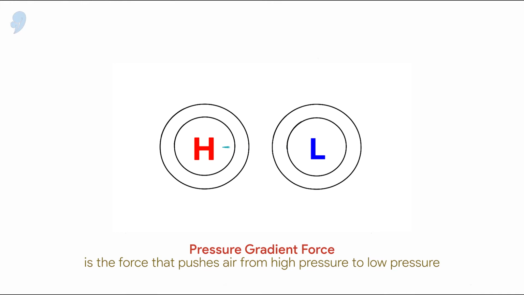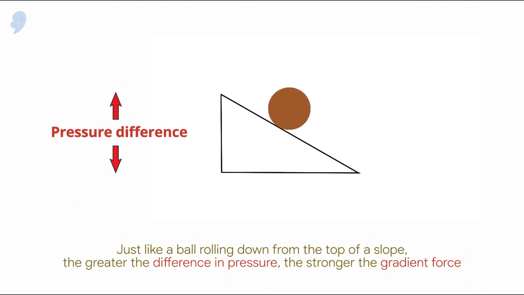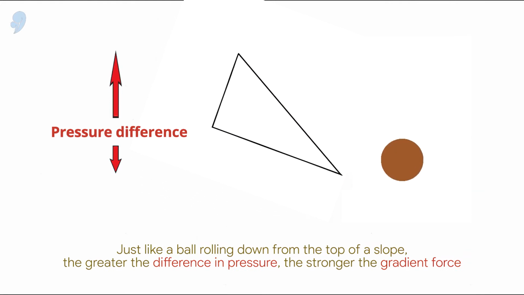Pressure gradient force is the force that pushes air from high pressure to low pressure. Just like a ball rolling down from the top of a slope, the greater the difference in pressure, the stronger the gradient force.